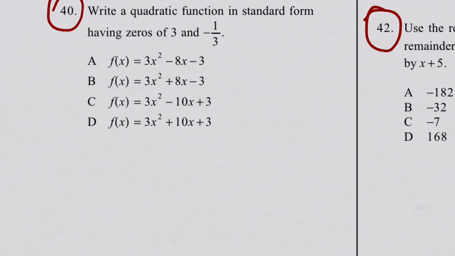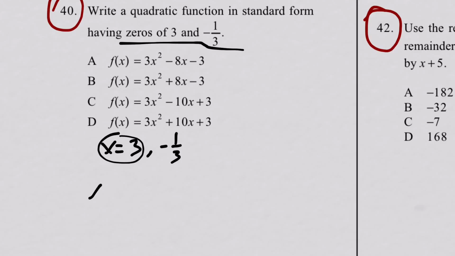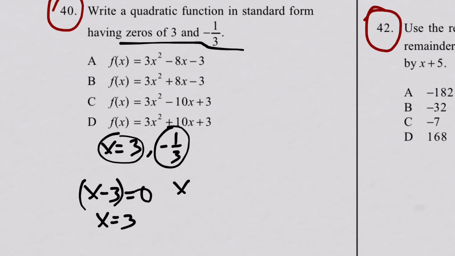40. Write a quadratic function in standard form having zeros of 3 and negative 1/3. That means that the zeros are these numbers, and if you go backwards, in order to get x equals 3, that means you started with x minus 3. Right? Think about it. If I start with x minus 3 equals 0 and I solve it, that means x equals 3, right? But I'm going backwards. So that means that I started with x minus 3. In order to get negative 1/3 as my zero, that means I started with x plus 1/3.